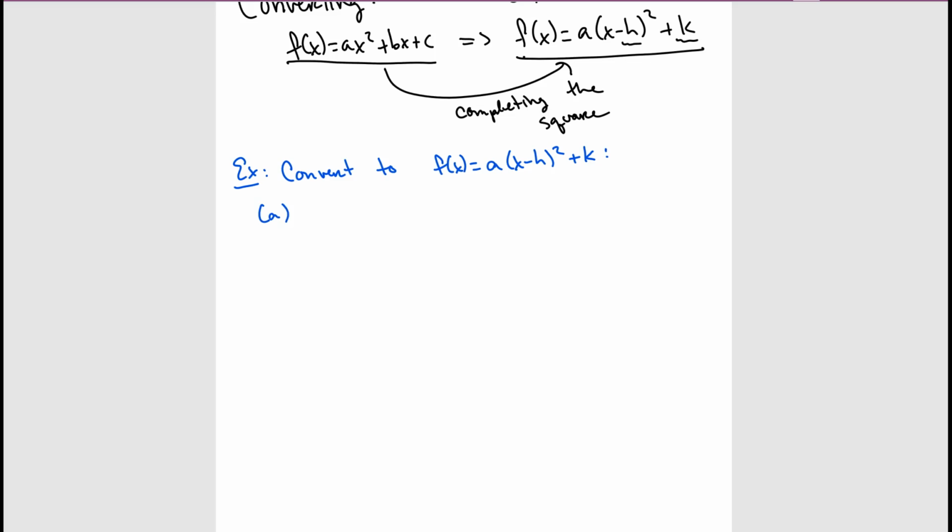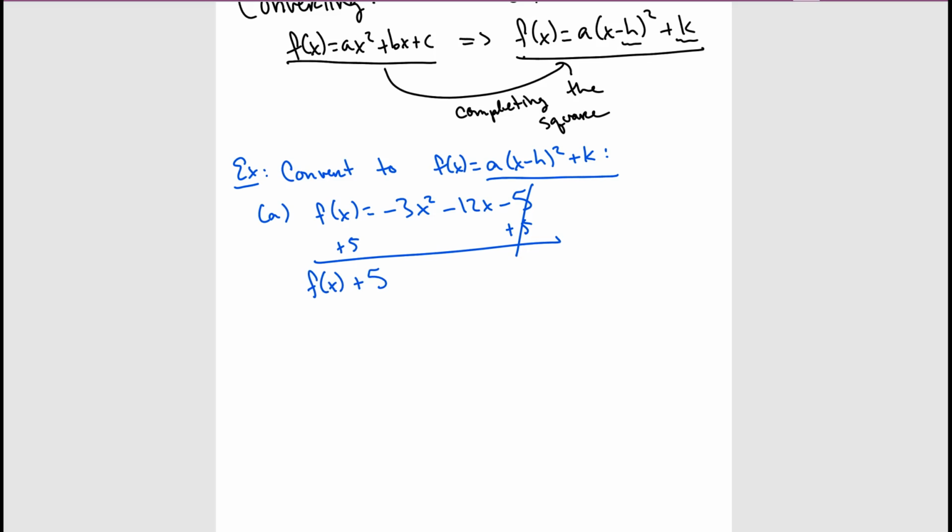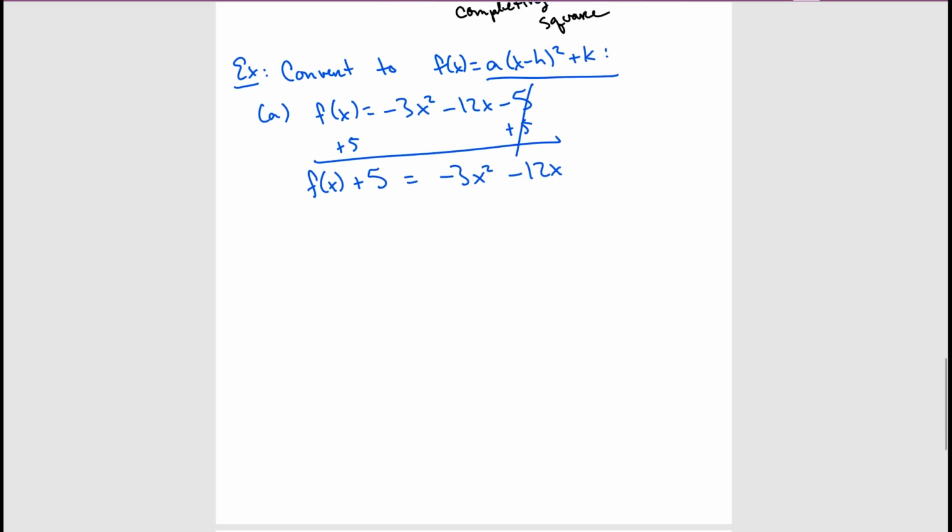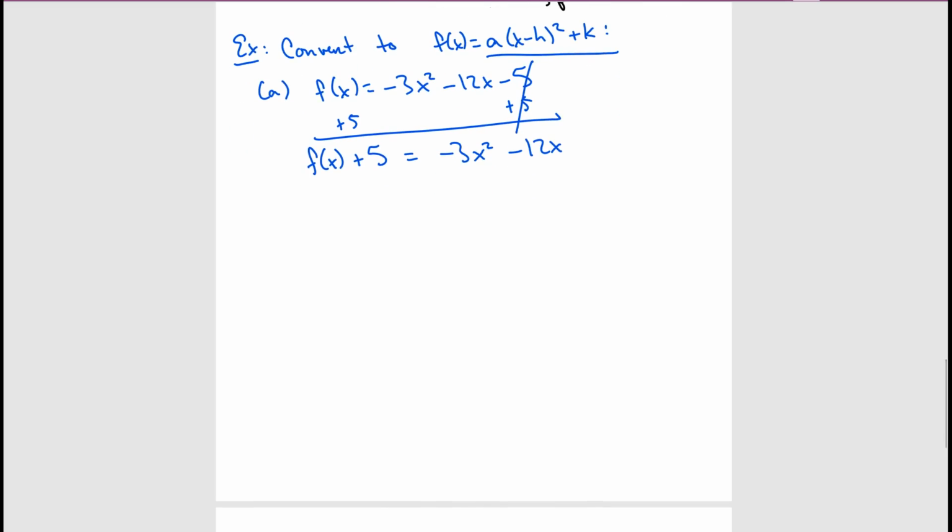So part A. Let's say we had f of x is equal to negative 3x squared minus 12x minus 5. So let's convert that to this type of form, this vertex form. All right, so completing the square, if you remember, we want to have all the x's on one side and all the numbers on the other side. So let me move this 5 over. So this goes away. So you're going to have f of x plus 5 equals negative 3x squared minus 12x.